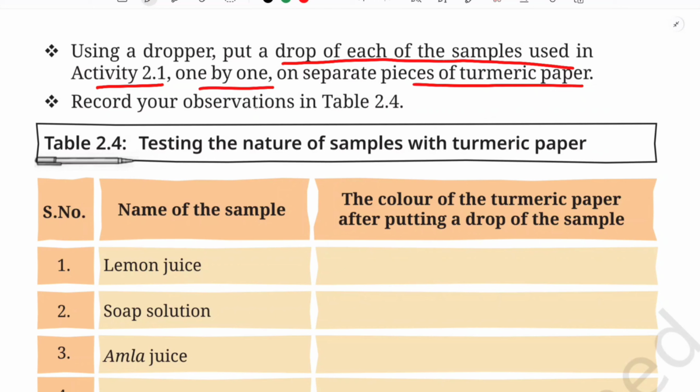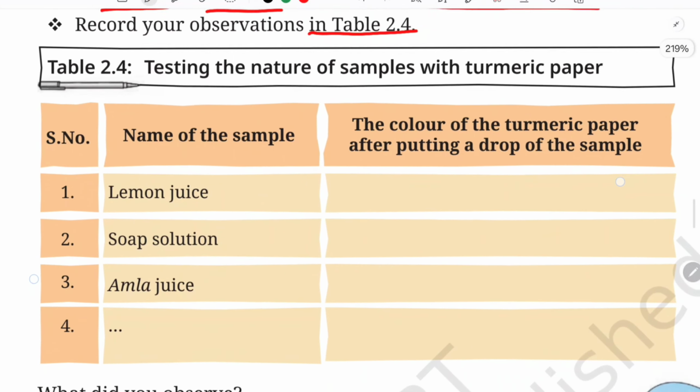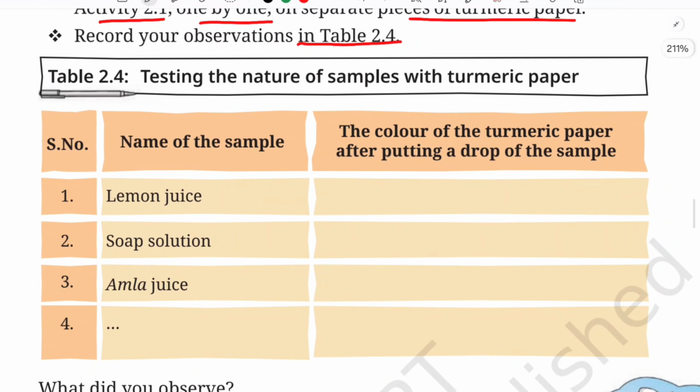You can use the samples and record your observations in table 2.4, as three options are given here. Let me write here. There is a twist here. What is the twist? You'll come to know. The color when we add lemon juice to the turmeric paper strip, what happens?